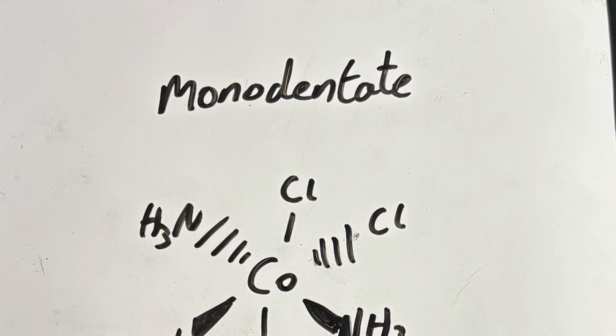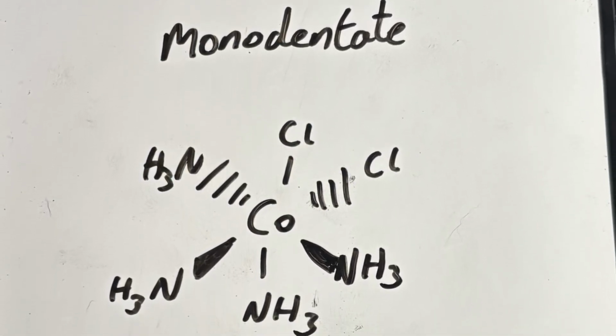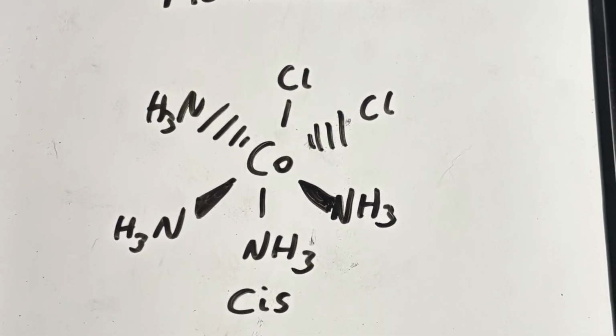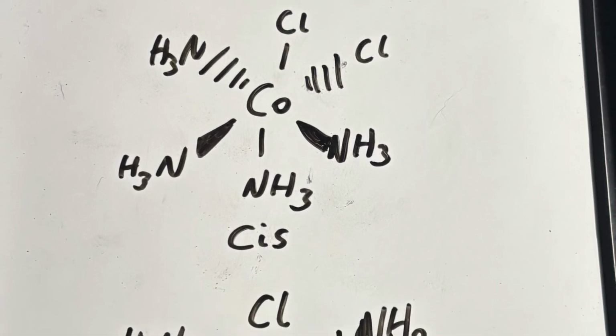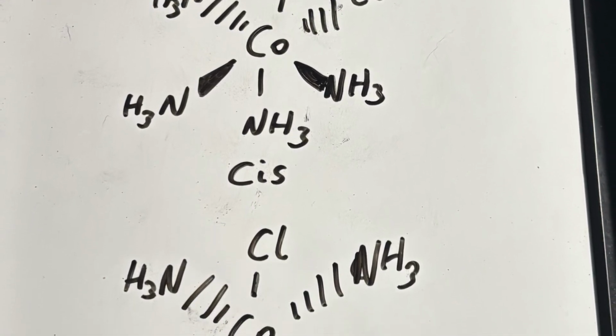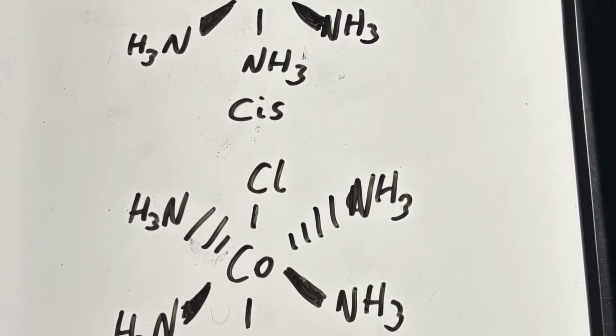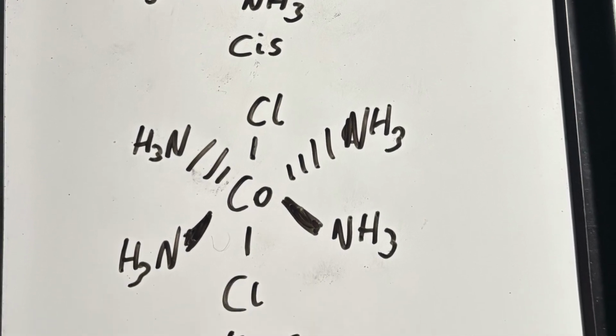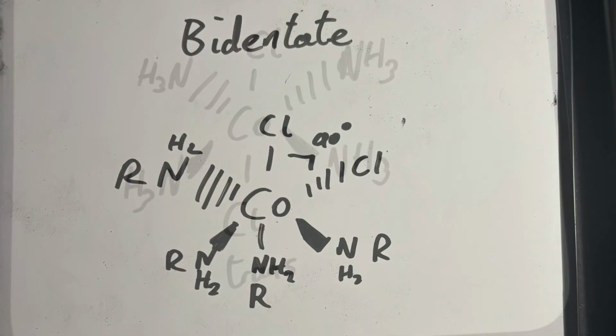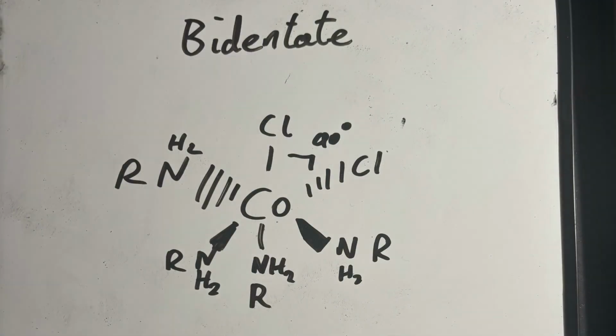For monodentate octahedral, they look like this. If they're at 90 degrees to each other, they are cis. If they're at 180 degrees to each other, they are trans. Now, for bidentate complex ions, it is very much the same case. The chlorines in this are 90 degrees from each other, and so it is cis.